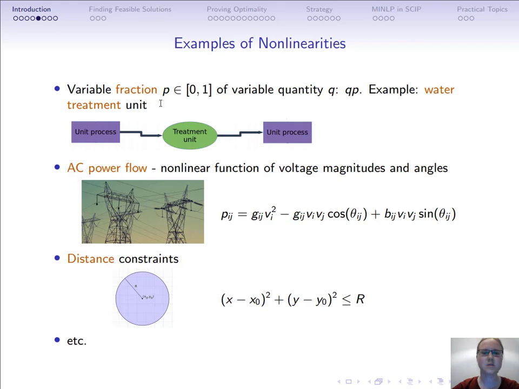Then sometimes nonlinearities occur naturally because of some physical laws. This is the case, for example, in alternating current optimal power flow, which is the problem of optimizing over an electrical network. And a somewhat more immediately obvious example is distance constraints, where we have quadratic terms. And of course, there are many more interesting and useful applications where one has to use nonlinear functions in order to model them.